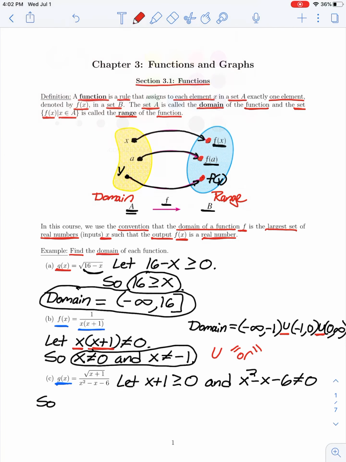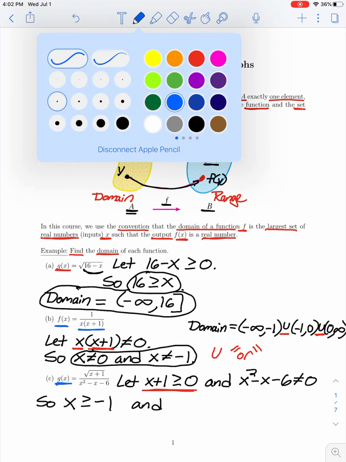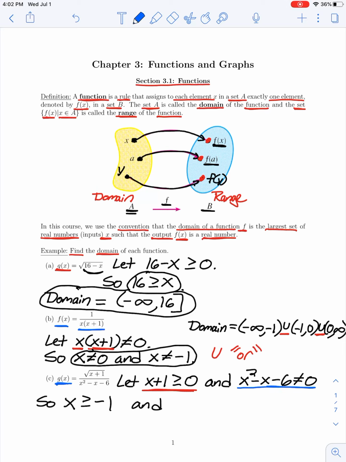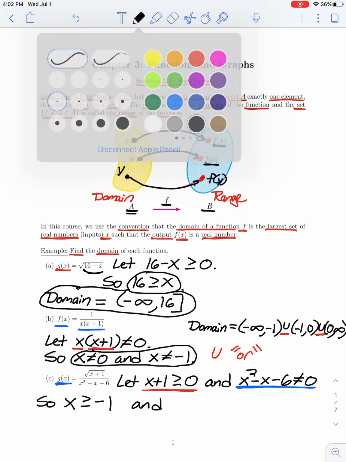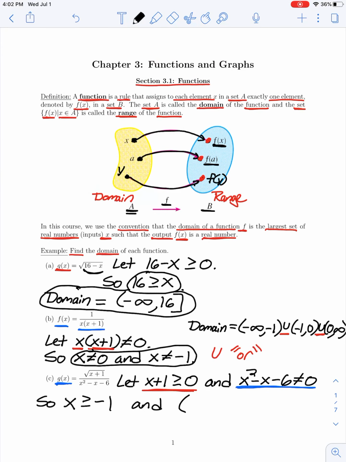Solving this first inequality for x, I find that x has to be greater than or equal to negative 1 if I subtract 1 from both sides. And at the same time, in order for my denominator to be non-zero, I need to solve for x. So let's see if we can factor this expression. The quadratic on the left-hand side can be rewritten as x plus 2 times x minus 3. So we cannot have that value equal to 0.